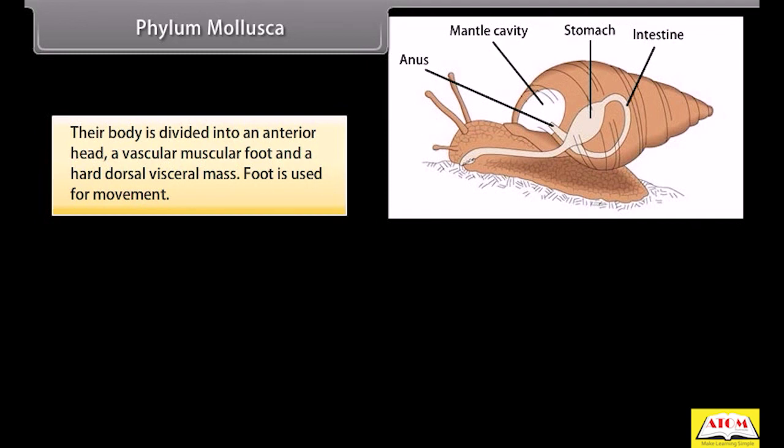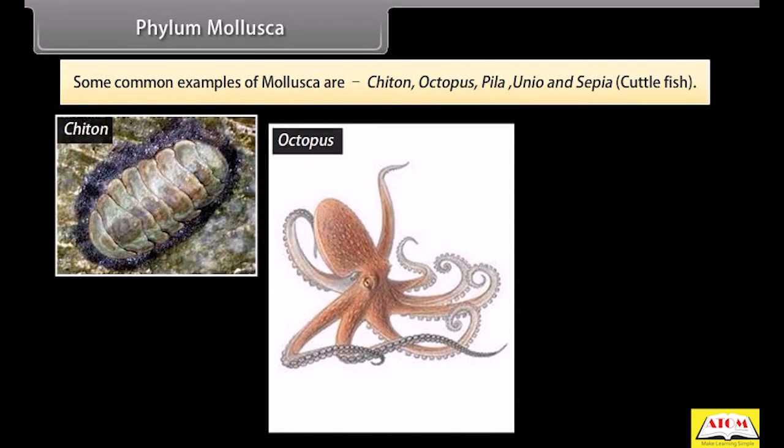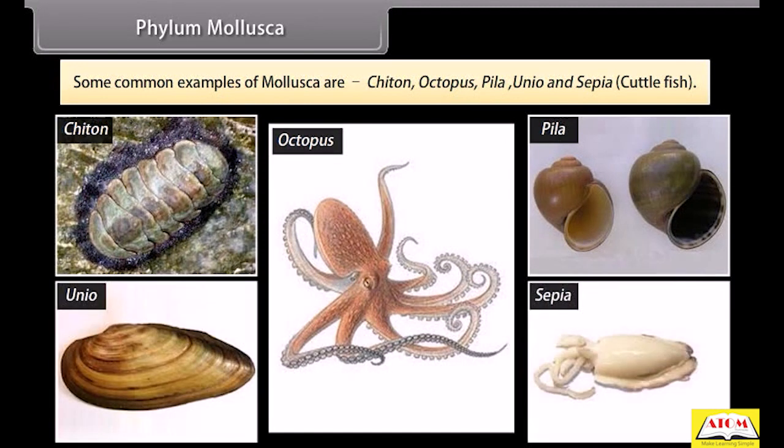Foot is used for movement. The entire body of Mollusca is covered by a fold of thin skin called mantle. This mantle secretes a hard calcareous shell of one or more pieces. Some common examples of Mollusca are chiton, octopus, Pila, Unio, and Sepia, cuttlefish.